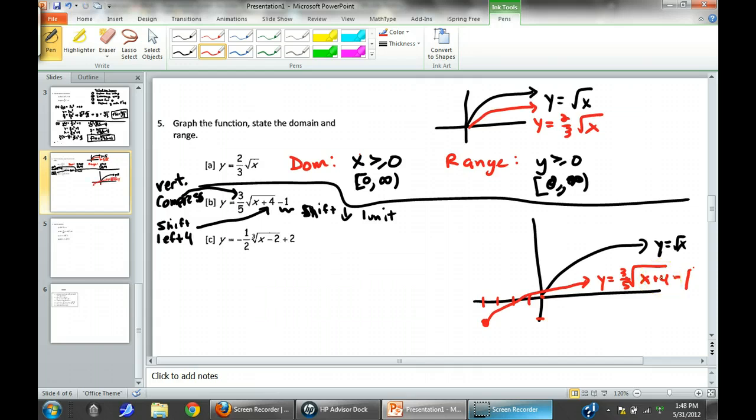What about the domain and the range? Well, how did you affect the domain and range for root x? You shifted in x. What you did is you shifted to the left 4 units. So the domain of 0 to infinity is now going to be -4 to infinity.